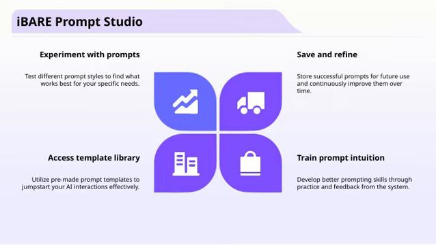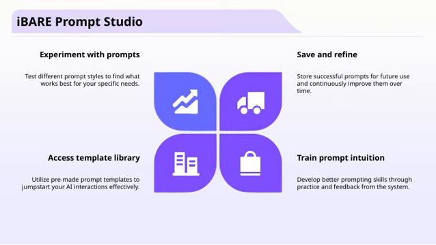Welcome to slide 13. Here, we're focusing on the iBARE Prompt Studio, a powerful tool designed to help you experiment with prompts. The key idea is to try out different prompt styles to see what works best for your specific needs. This iterative process allows you to discover the most effective ways to communicate with the AI. Next, we have the Save and Refine feature. This means you can store prompts that work well and then continuously improve them over time. It's all about building a library of successful prompts that you can revisit and tweak as your needs evolve.